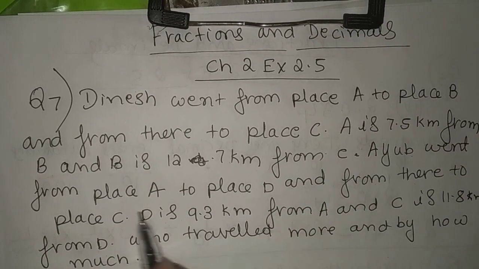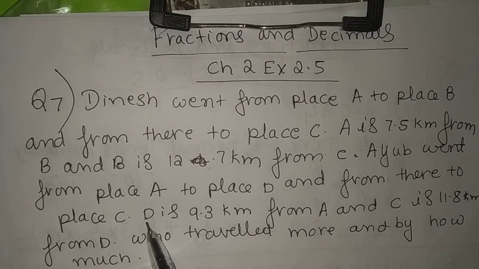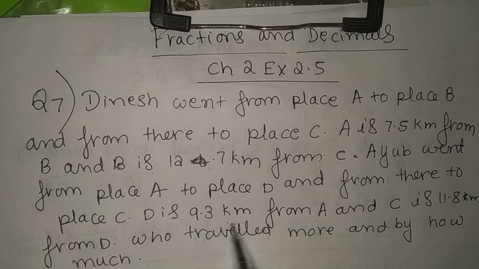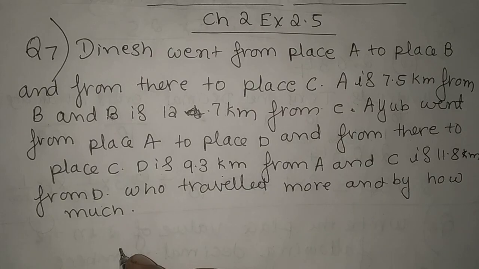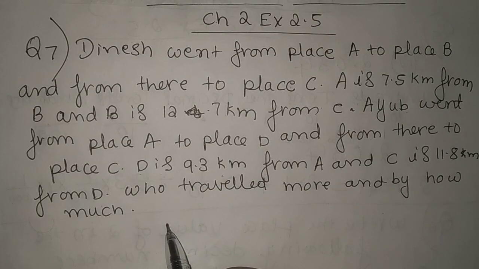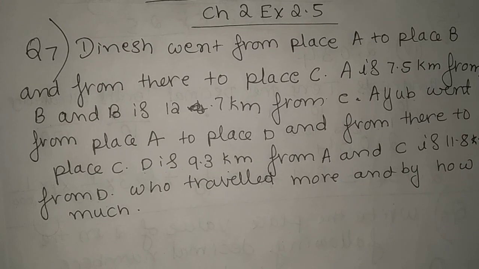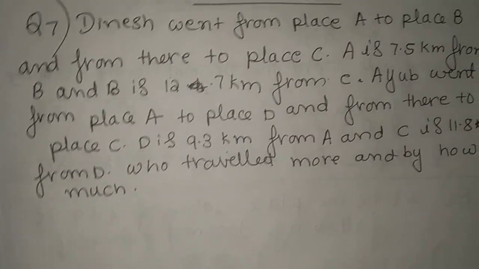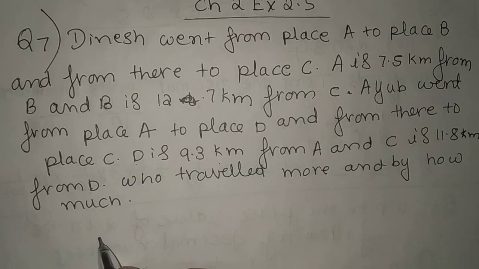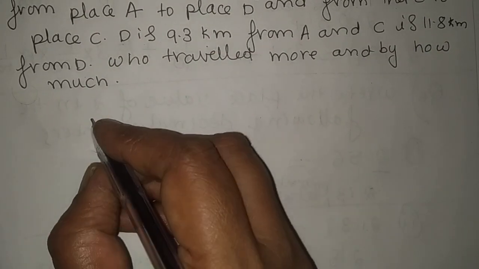Next, Ayub went from place A to place D and from there to place C. D is 9.3 kilometers from A, and C is 11.8 kilometers from D. Who traveled more and by how much? So the diagram is given in the book. That is the problem, and we have to find out who traveled more and by how much.